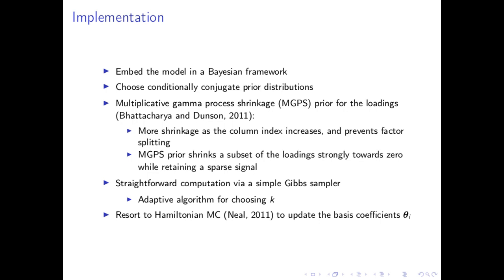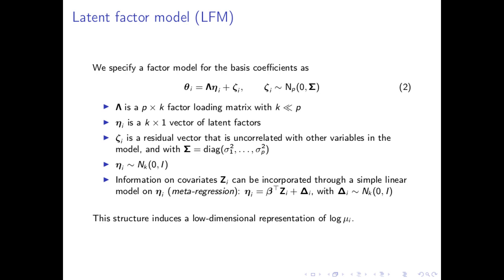So in terms of implementation, I don't want to say too much about it, but the model is embedded into a Bayesian framework, so we will choose whenever possible conditionally conjugate prior distributions for the model parameters. But the most important prior that we have here is the prior we choose on the factor loading, so the lambda matrix. And the prior we choose is the multiplicative gamma process shrinkage prior. So this prior shrinks the factor loadings increasingly as the column index increases. So in this tall and thin matrix that we have here, we have a prior that shrinks the elements of this matrix increasingly as the column index increases.